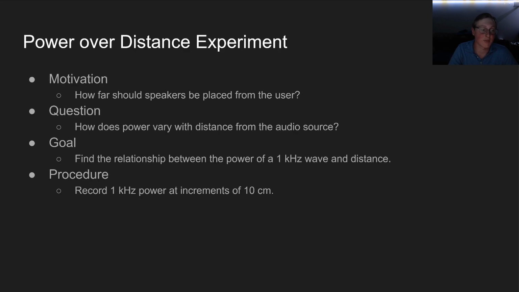And simplifying this once more to a singular goal is, find the relationship between the power of a 1 kilohertz sine wave and distance. And this led to a procedure of recording 3 different powers of this 1 kilohertz sine wave at increments of 10 centimeters. So this way they can be averaged out and the data can be simplified.